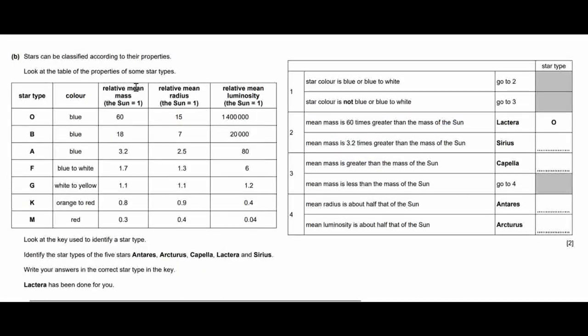Next question. Stars can be classified according to their properties. Look at the table of properties of some star types. The types are O, B, A, F, G, K, M, with colors blue, blue to white, white to yellow, orange to red, and red. And relative mass to the sun is given. Mass of the sun is considered as 1. This must be greater and this must be smaller. Relative mean radius is greater than the sun or smaller. Relative mean luminosity, or brightness, is brighter than the sun or less bright than the sun.